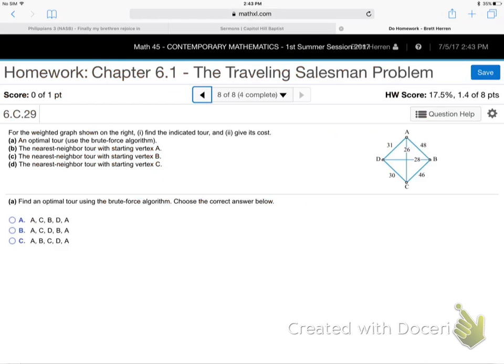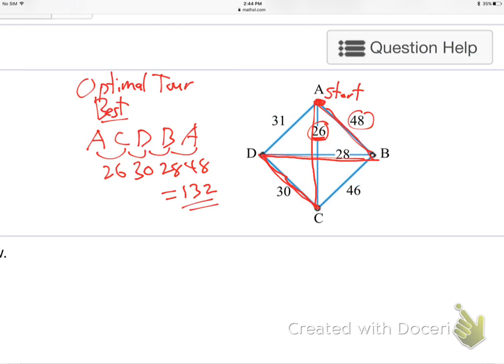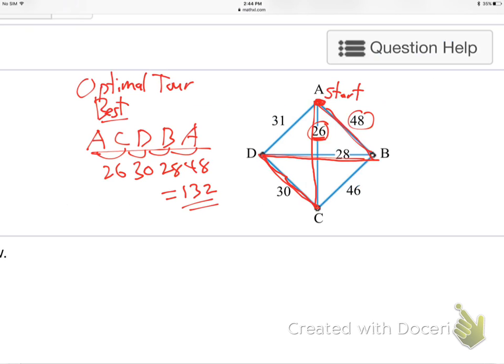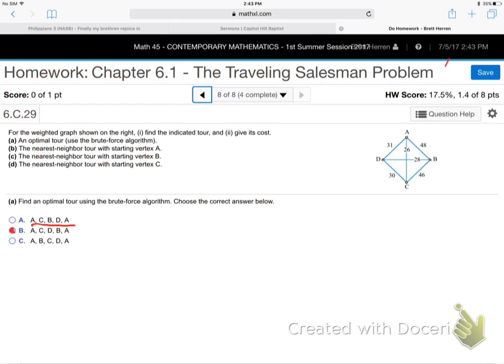So let's go back. They're asking us which one's best. Is it A, C, B, D, A? Is that what we did? What did we do? A, C, D, B, A. We thought that was best. A, C, D, B, A, that's what we just did. Is that really better than A, C, B, D, A? I don't know. You can just try it. Just add them up and you'll see.